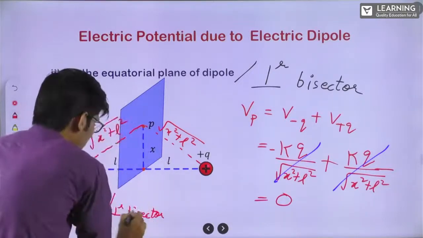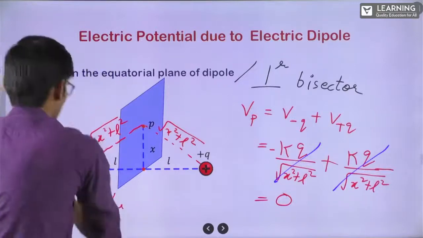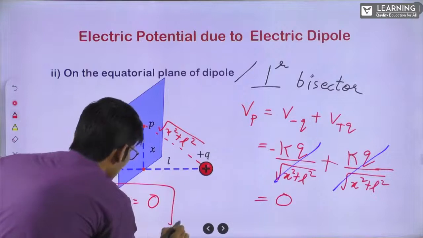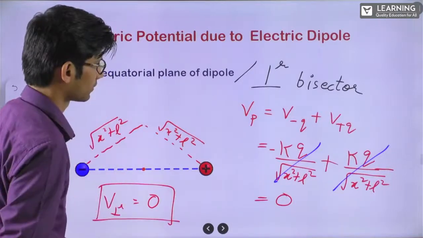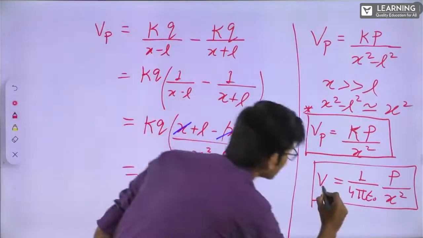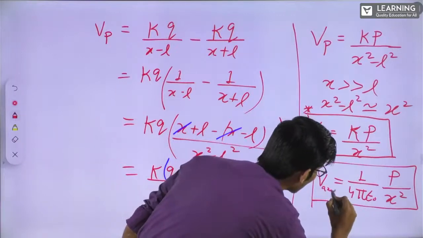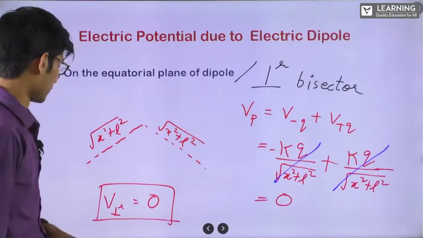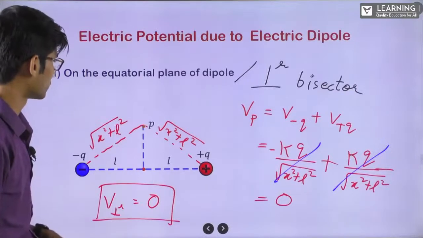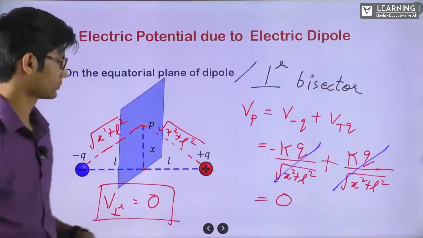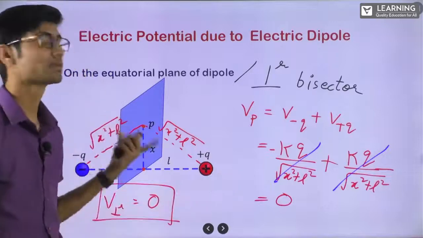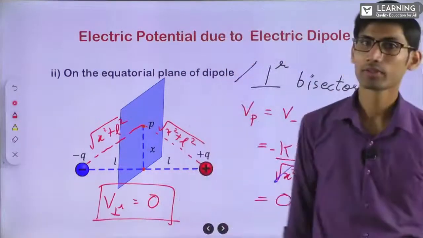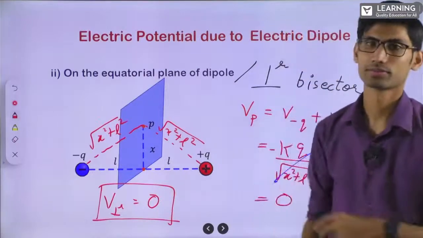Or V perpendicular only you can write, is equal to 0. Here this is V axis. Alright. V perpendicular is equal to 0. If you want, you can write down, since at all the points on this plane the potential is 0, it is an equipotential surface.